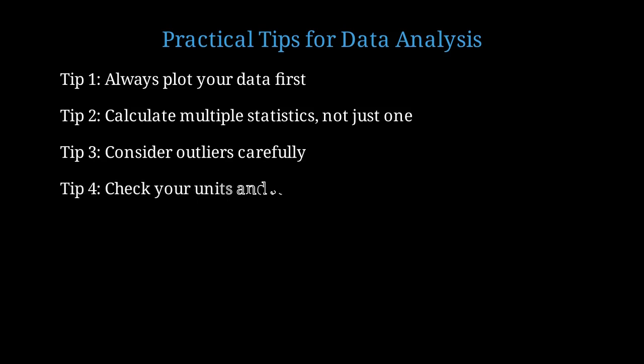Tip 4. Always check your units and scales. A common mistake is mixing up units like centimeters and meters, or using the wrong scale on your graph axis. Tip 5. Replicate and verify. One dataset is never enough. Good science requires repeating measurements and having others verify your results.